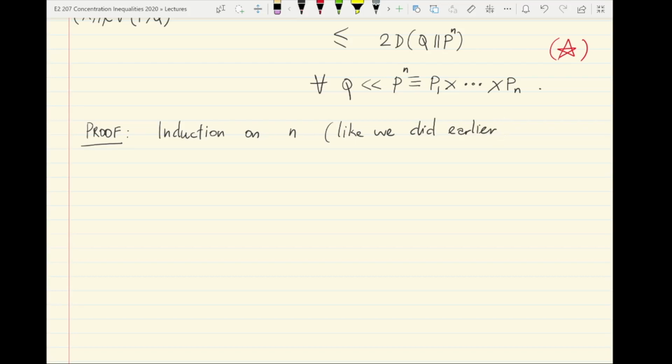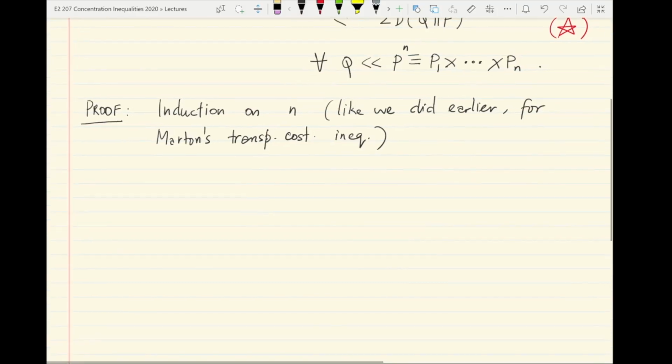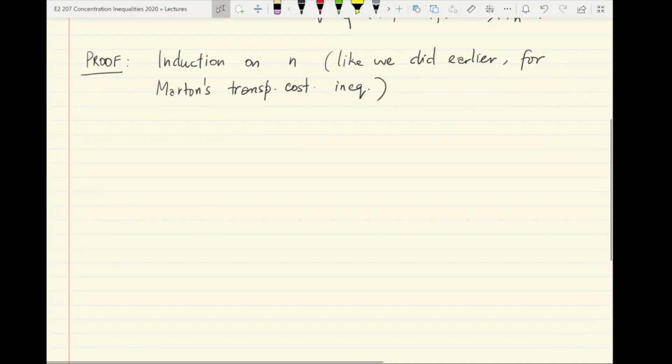Okay, so for Marton's transportation cost inequality, there are two arguments in an induction proof. One is basically the induction step, and one is how you prove the base case. Let's look at the induction step before we go over to the base case. So what is the induction step here?